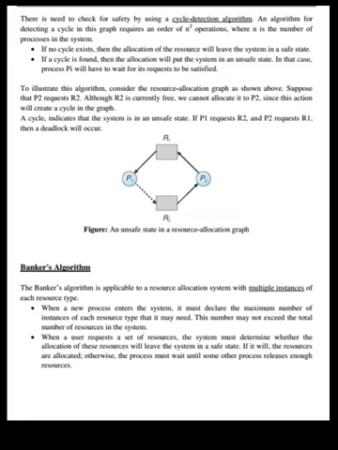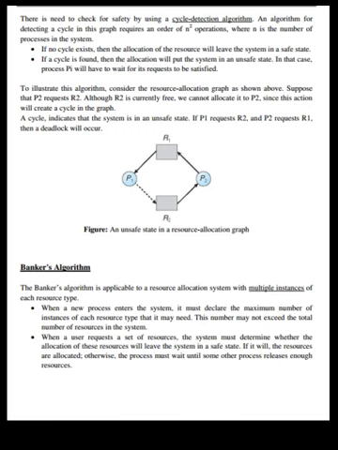To illustrate this algorithm, consider the resource allocation graph as shown below. Suppose that P2 requests R2. Although R2 is currently free, we cannot allocate it to P2, since this action will create a cycle in the graph. A cycle indicates that the system is in an unsafe state. If P1 requests R2 and P2 requests R1, then a deadlock will occur. See the figure. Now let us see Banker's algorithm.